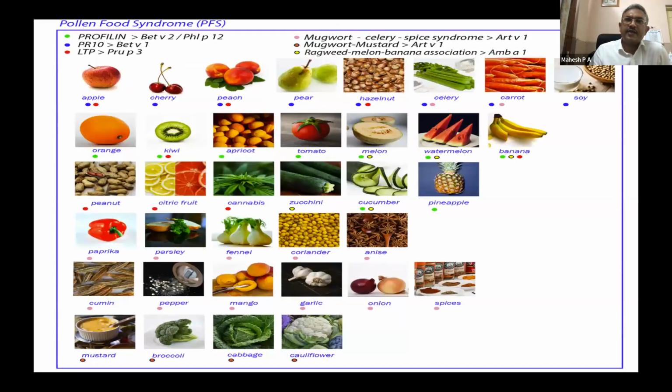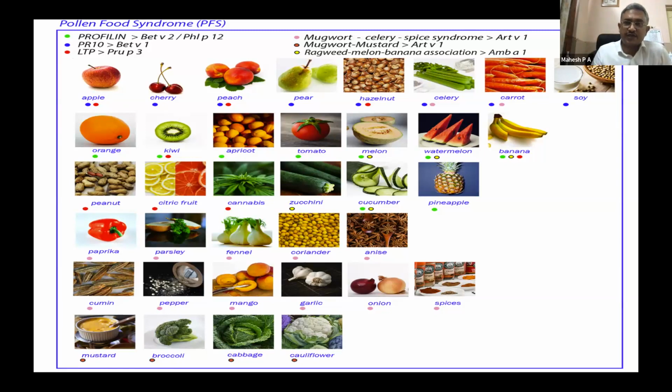And again, as Dr. Jaffrey said, it depends on the type of the common proteins. For example, you have the profilin, you have the PR10, and you have the LTP. So these are the most common, and these are responsible for the various syndromes. And these are the whole variety of foods. And each of these will tell you which food has which of these, and to which of these they are cross-reacting. So it is very, very important that you take a good history.